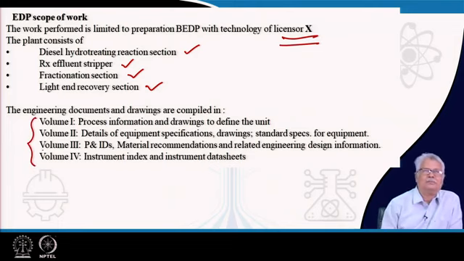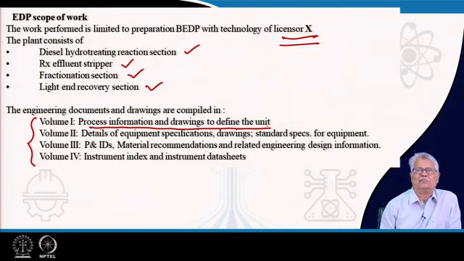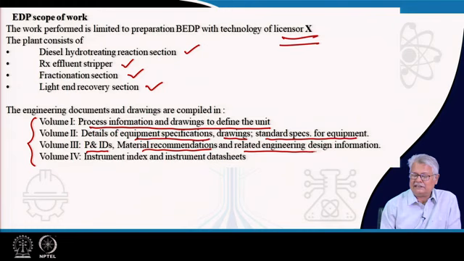The document is pretty large. In fact, it consists of first the process information and drawings to define the unit. It is something like a preamble. Then it details the equipment specification. Again, these are gross specifications. The gross drawings showing the dimensions, standard specifications for the equipment, if any, the individual PNIDs, the material recommendations, and the related engineering design information. It does give the instrument index and the instrument data sheets.